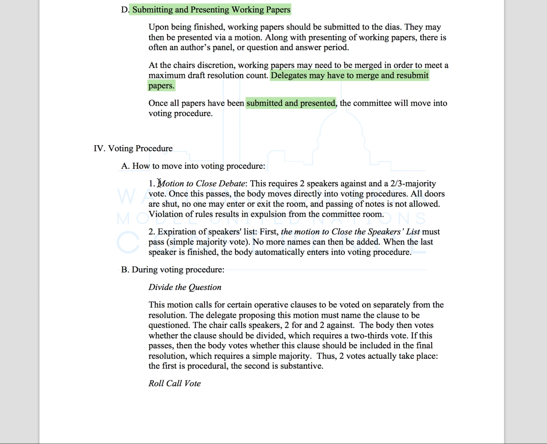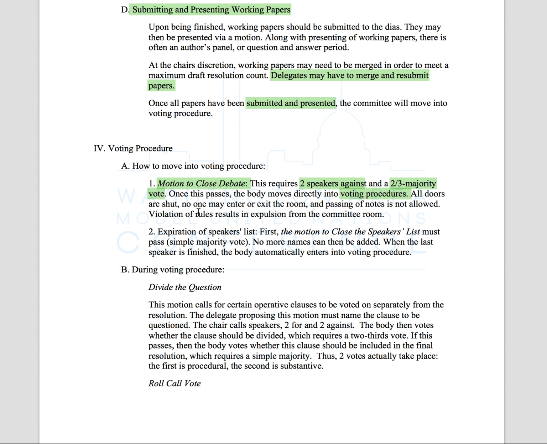So how do you move into voting procedures? Somebody has to motion to close debate, to say, we're done, we've looked at all these resolutions, we're going to start voting. You need to have 2 speakers who are against the motion. So if I say I motion to close the debate, 2 people have to say why you shouldn't close the debate, like, there's still this problem, or we still need to discuss this issue. Then, after those 2 people speak against it, you need a 2/3 majority vote for the motion to close debate to pass. Then the body moves into voting procedures.